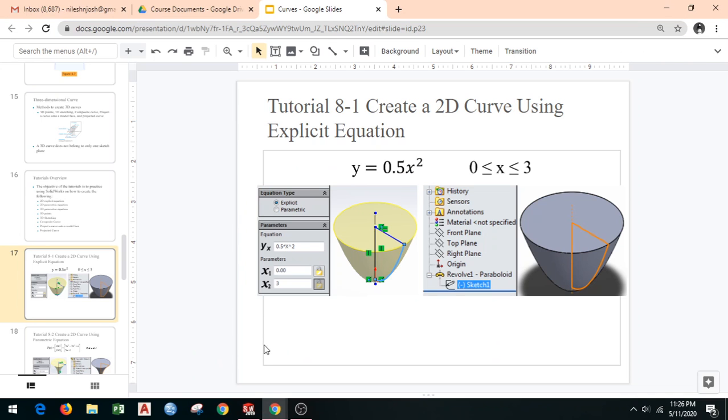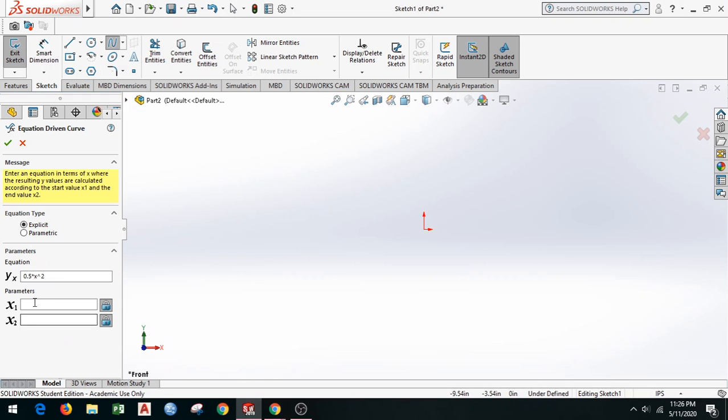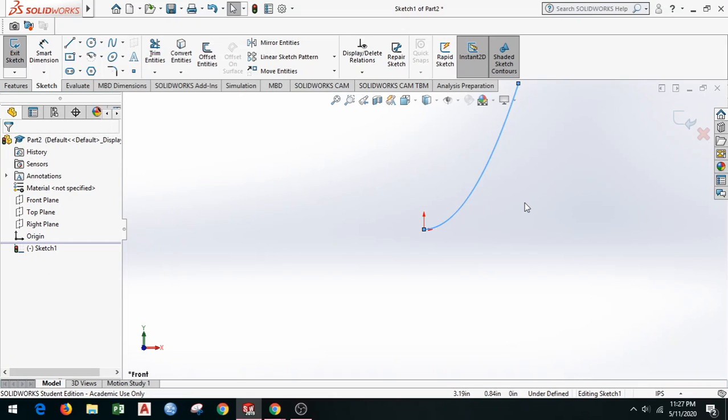And as we know, x varies between 0 and 3. So we have to put those limits of x here. x1 is 0 and x2 is 3. So that's good. Now all inputs are appropriately completed. So let's click OK. And here you can already see the curve taking shape.